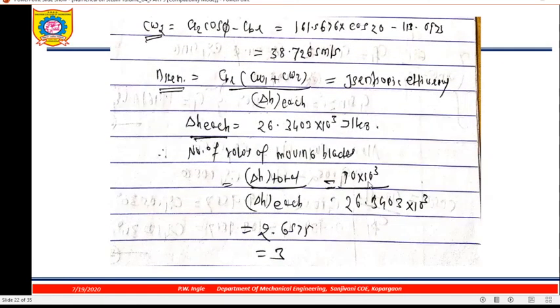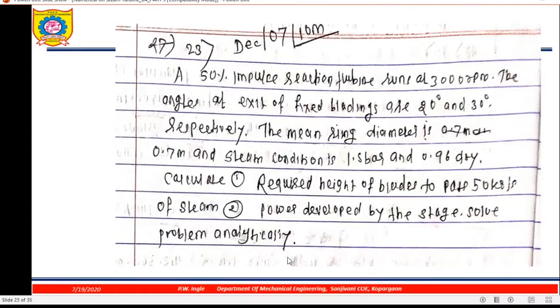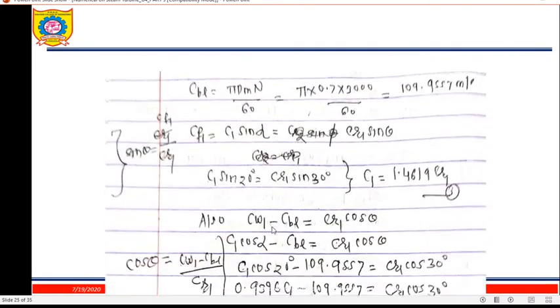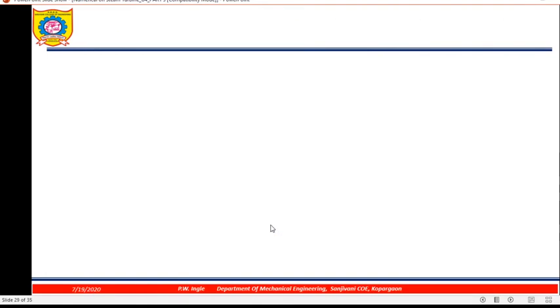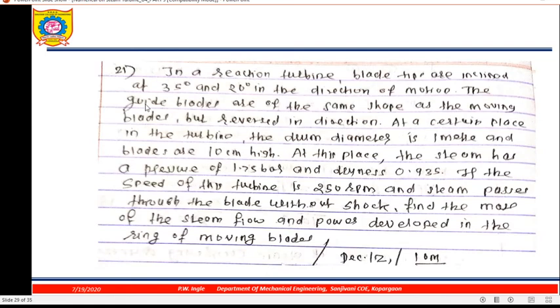So it is 70 upon this 26. So you are getting what? Number of stages as 2.65. So it is more than 2.5, so it is 3. Okay. So likewise, you can solve the problems based on reaction turbine. Again, we will solve a problem.